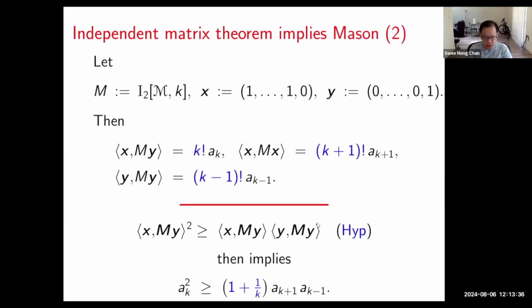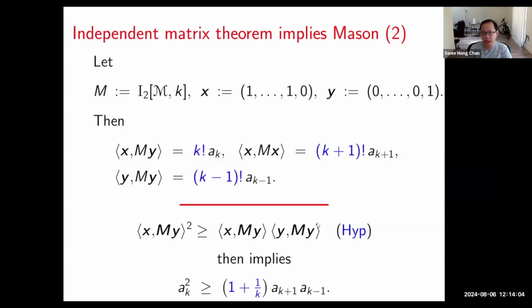This is because we take M to be the independent matrix that we defined earlier, X to be the vector where all the entries are equal to 1 except for the last entry. Y is the same except that you reverse the order: the first n entries are 0, and the last entry is equal to 1. Then by the combinatorial interpretation of M, you see that xMy is equal to k factorial times a_k.